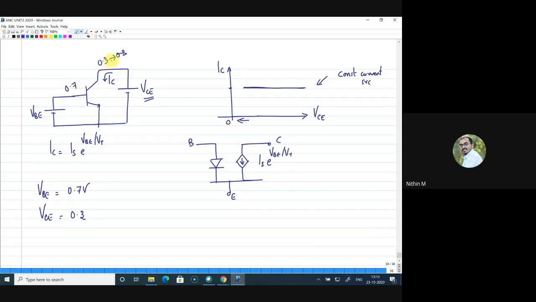Now if at all this is trying to fall to 0.2, what will happen? This junction will actually turn forward bias. How can I say it will turn forward bias? Yesterday we saw that if there is a PN junction, and that junction is having a voltage close to 0.4 or 0.5, more than that, there are possibilities that that junction may turn forward bias. So a similar thing will happen here.